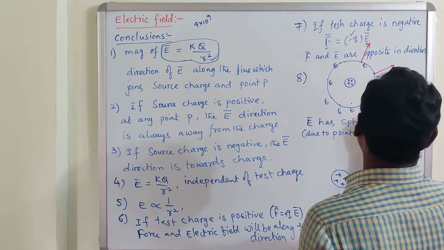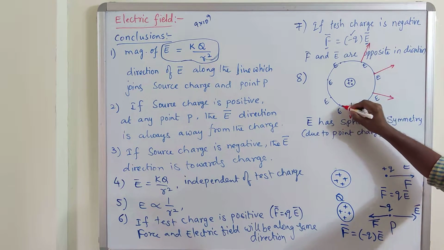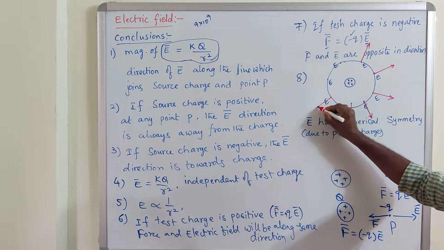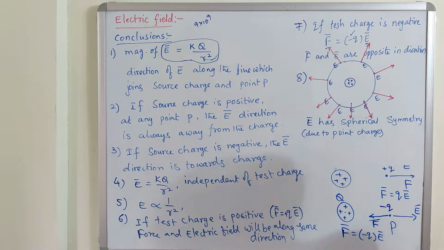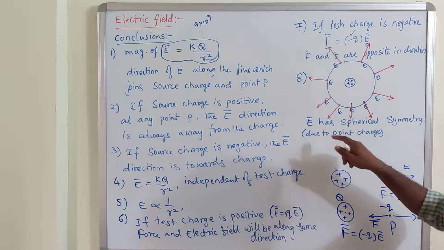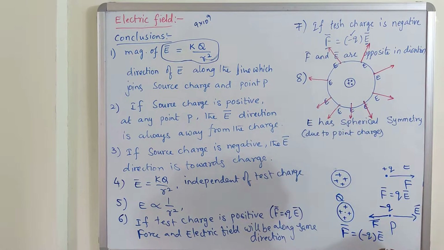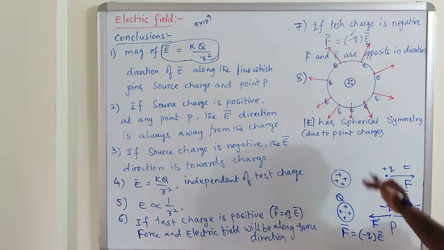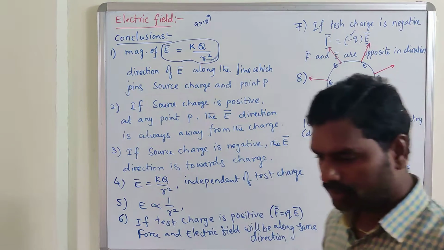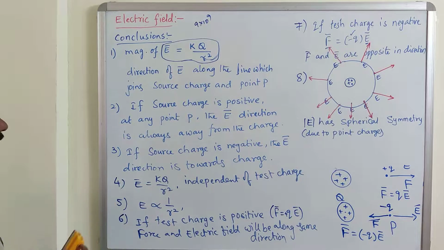Are you following? Directions are different, but the magnitude of the electric field is same. So that's why I told you the magnitude of the electric field has spherical symmetry due to a point charge. These are the conclusions of the electric field due to a point charge. Take a snapshot of this.